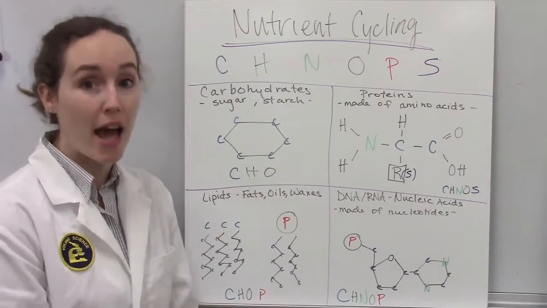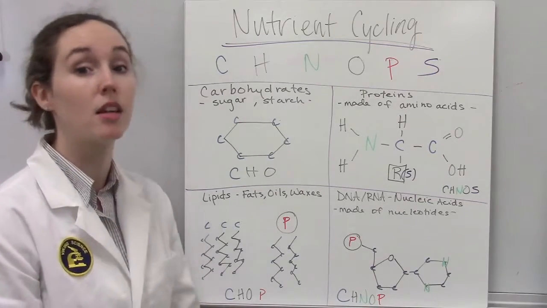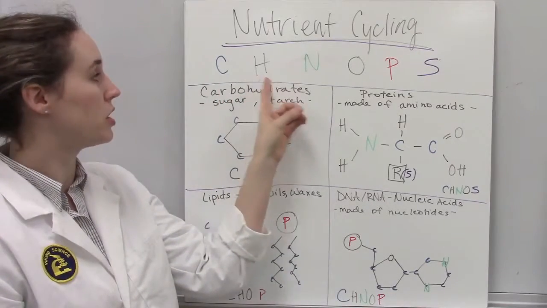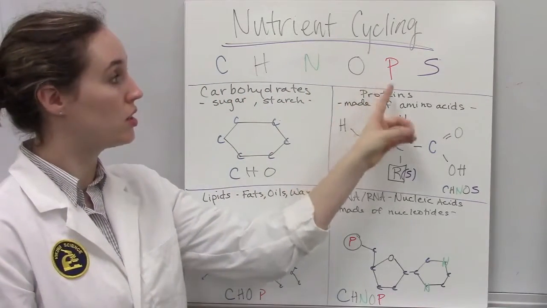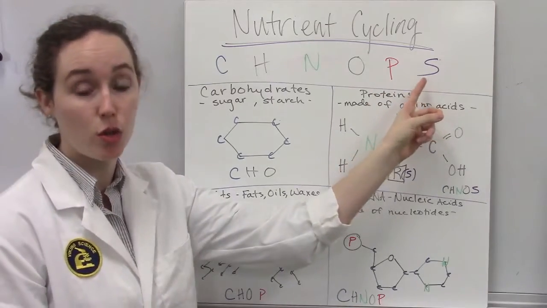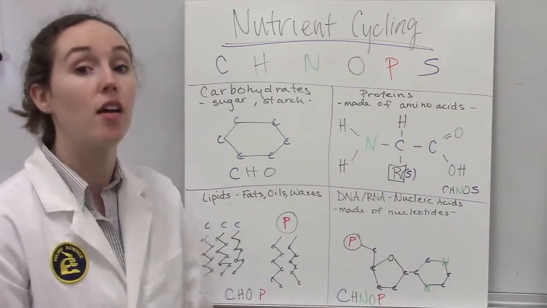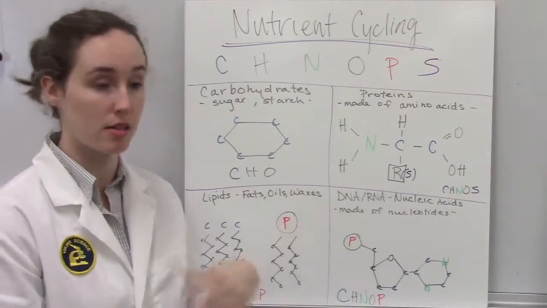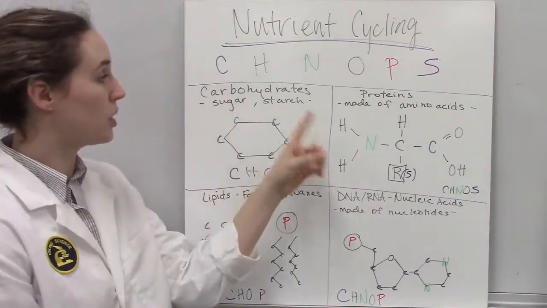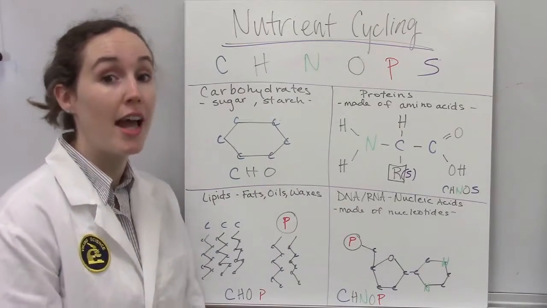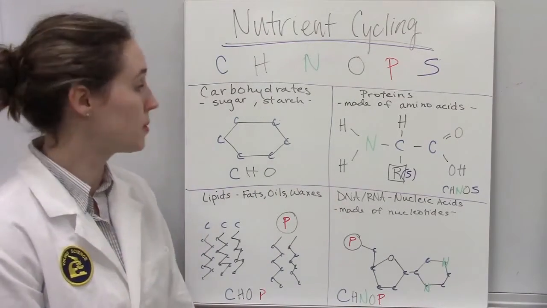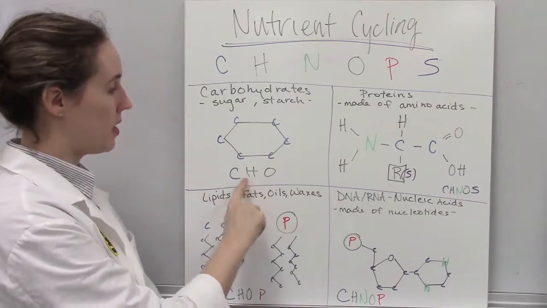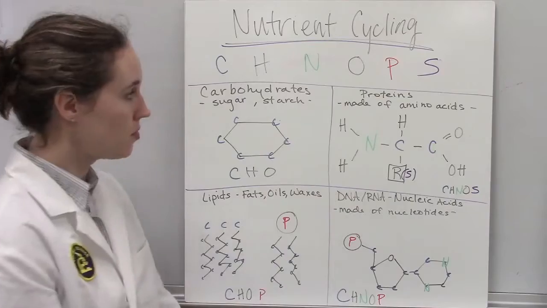The most important elements to make all of living things happen are carbon, hydrogen, nitrogen, oxygen, phosphorus, and sulfur. And we need these to make the 4 main carbon compounds that make up all living things. Those are carbohydrates, which include sugars, starches, and structural molecules like cellulose. And these have lots of carbon, hydrogen, and oxygen.